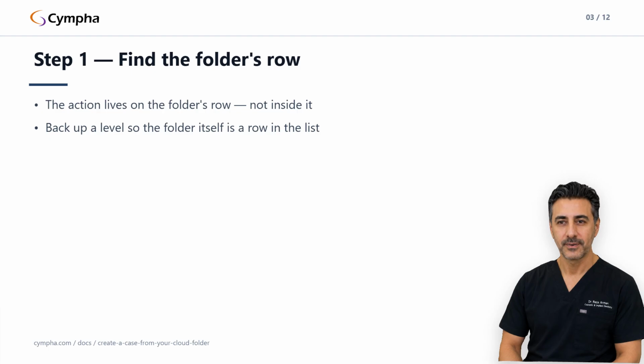If you're inside the folder admiring your well-named files, back up one level using the breadcrumb until the folder itself appears as a row in the list. That row, with its yellow icon and its 3-dot menu on the right, is your launch point.